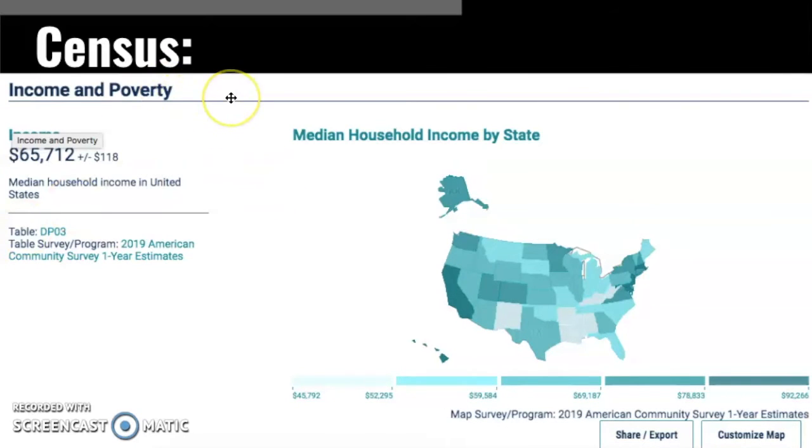Here's the income and poverty. Average, or not average, median income is at $65,000. Again, you can take a look at the scale. You can see which areas are making more money and less.